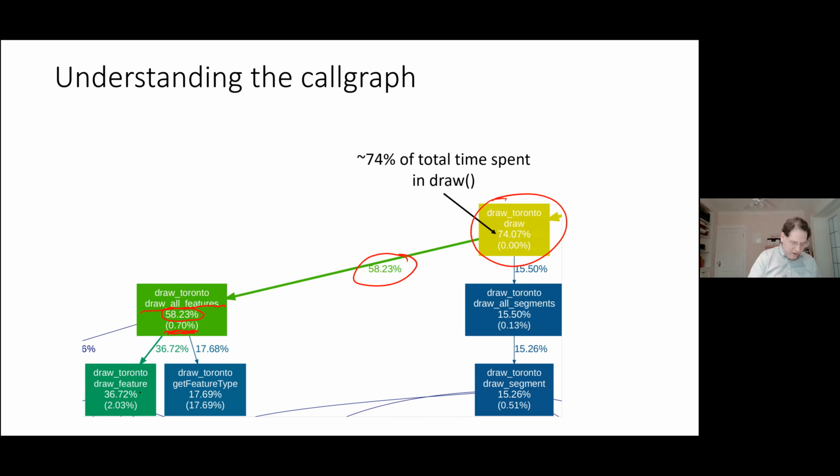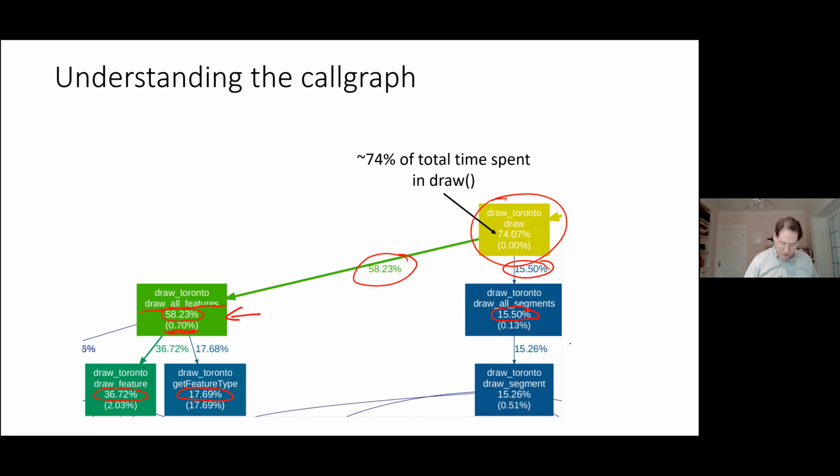So what helper functions did it call? It called draw feature, and that took 37% of the total runtime, including the functions it called. Get feature type, so figuring out if you're open or closed, took about 17%. That's actually pretty significant. If we look at what else this draw function called, it also spent 15% of the total program runtime in draw all segments, so drawing the streets. Drawing the streets is somewhat important. Drawing all the features, so the lakes, the buildings, etc., is even more important.